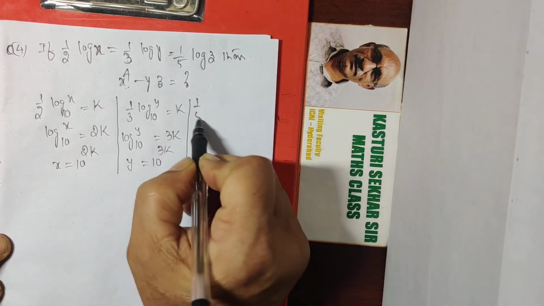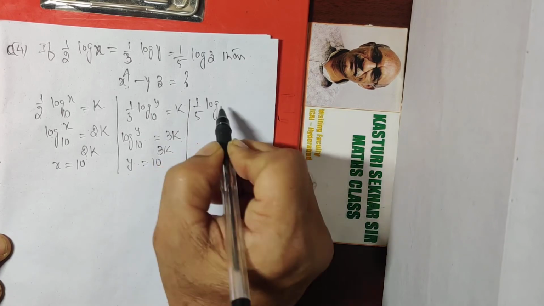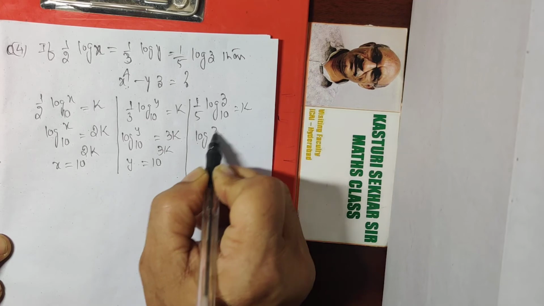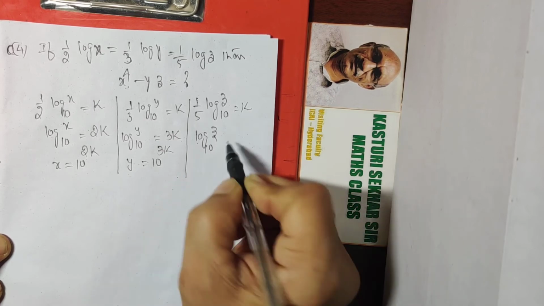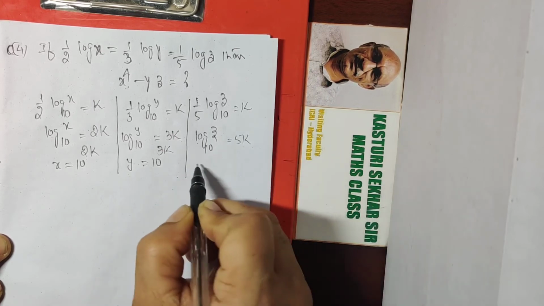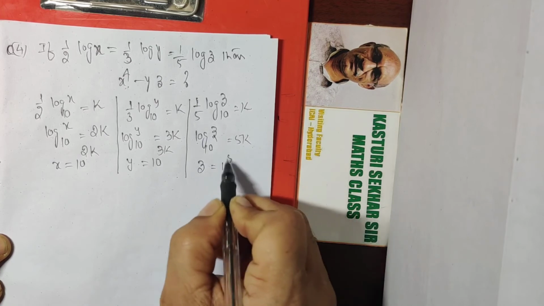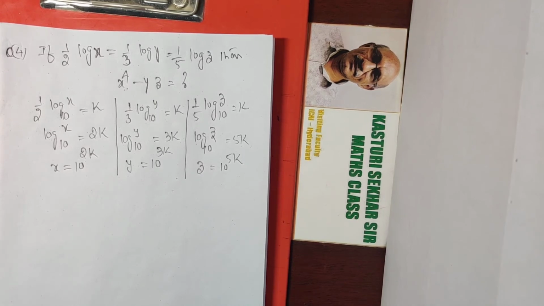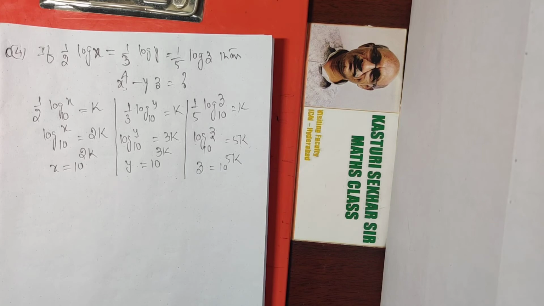Next, 1 by 5 into log z to the base 10 is equal to k. Log z to the base 10 is 5k. Z is equal to 10 to the power 5k. Now x, y, z are free from logs.